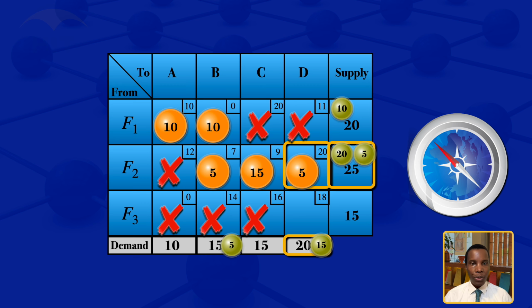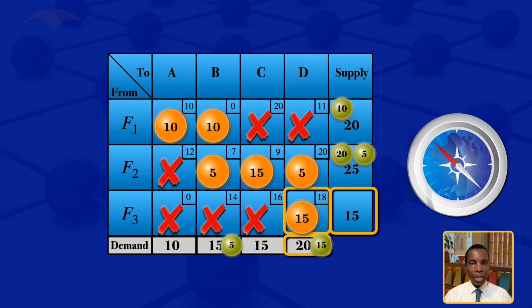And then we go on to the next part. We only have one cell which is remaining, so we have to allocate in this cell here. To see how much we can allocate, we look at the supply, which is a 15, and then the demand is a 15 as well, which is left. So we have to allocate 15 units in this cell.